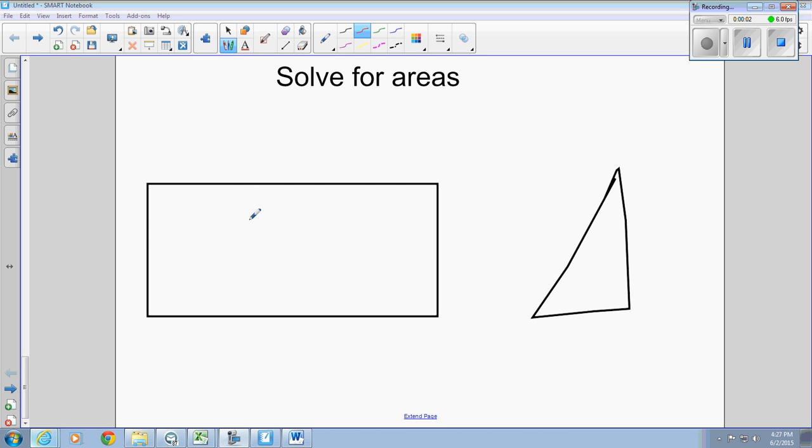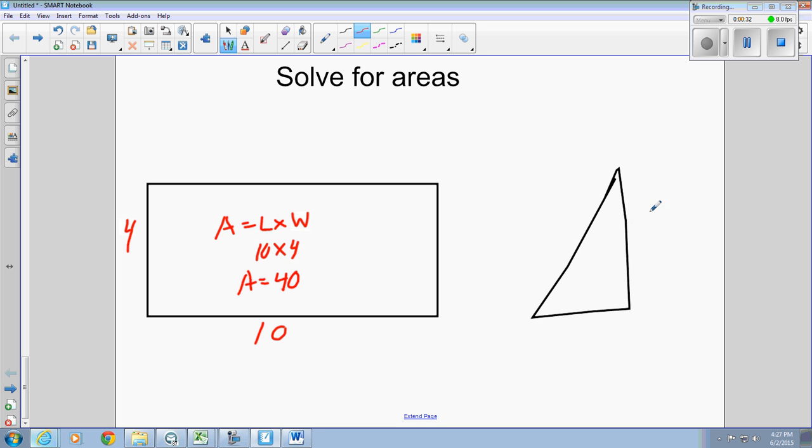Solving for areas, if we have a rectangle, let's say this side is 4 and this side is 10, area is simply equal to length times width. So we've got 10 times 4. Your area for this rectangle is 40.